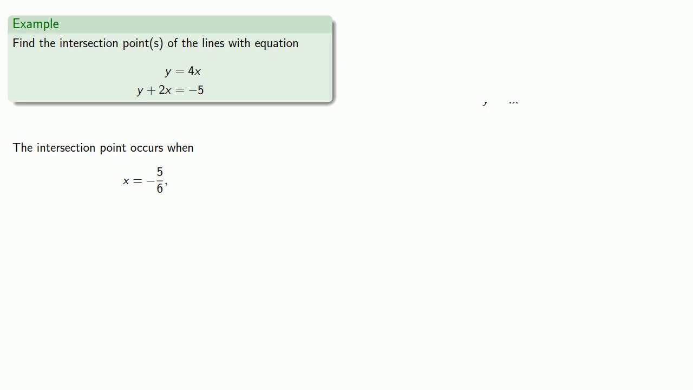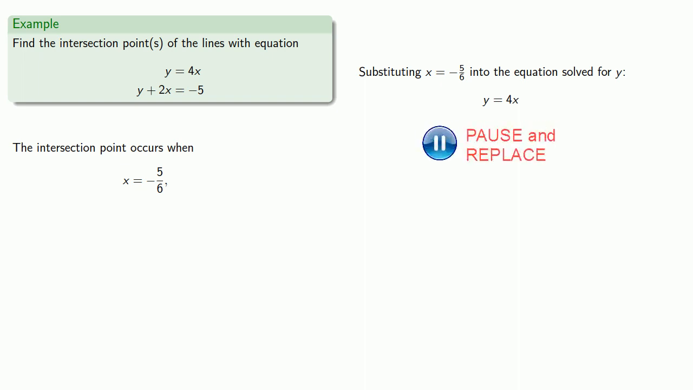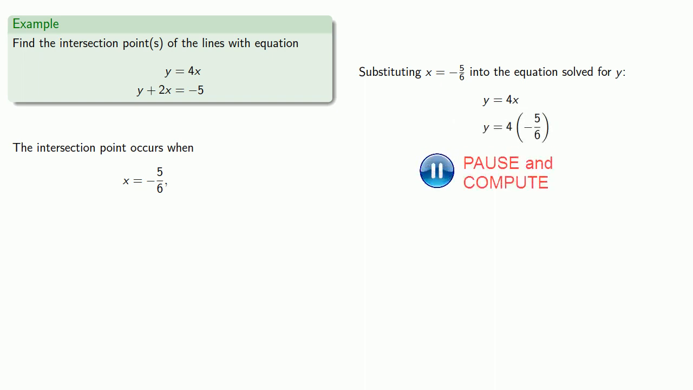Now that we know what our x value is, we'll substitute it into the equation that was already solved for y, and that gives us our y value, and we'll go ahead and reduce that because the reduction of the fraction isn't too difficult. And so the intersection point occurs when x equals negative 5 sixths, y equals negative 10 thirds.